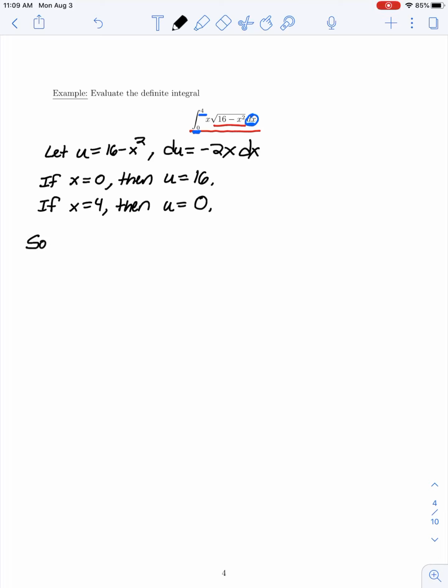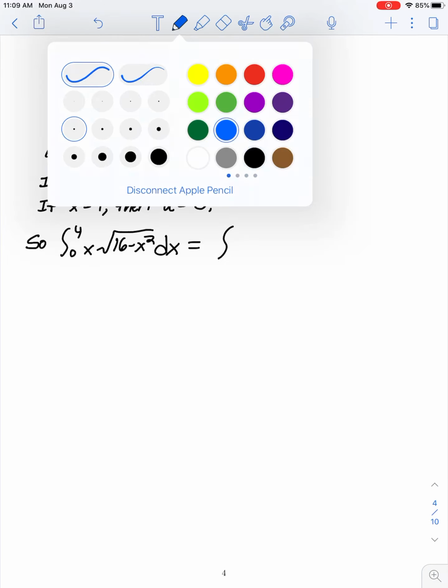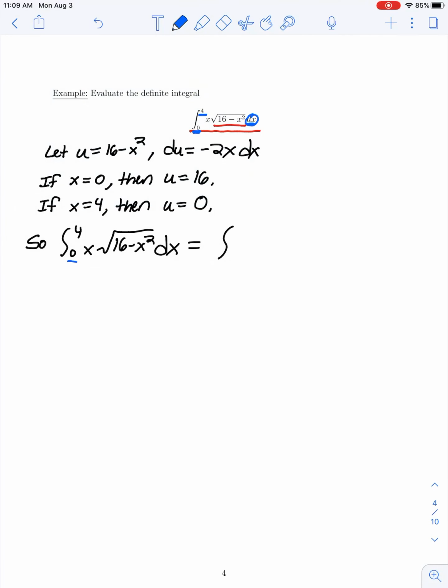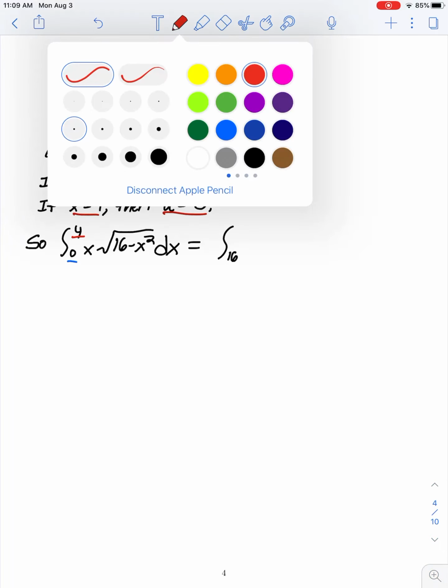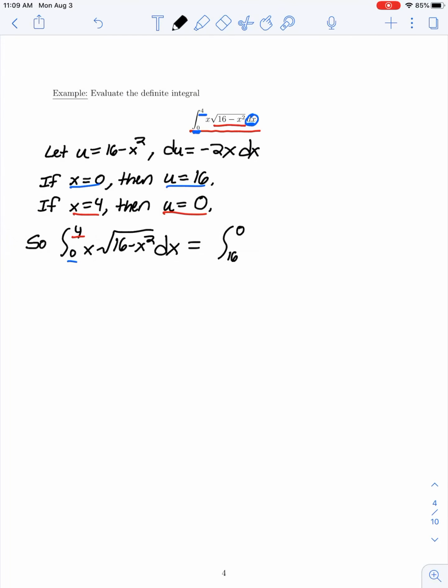So our original integral, that is the integral from 0 to 4 of x times the square root of 16 minus x squared dx, is equal to, well, let's see what we have in terms of u. So our lower limit of integration, x equals 0, we said changes to a u value of 16. So that will be our lower limit for the integral in terms of u. And our upper limit of integration, which was x equals 4, gives us a value of u equals 0. So our new upper limit is 0.